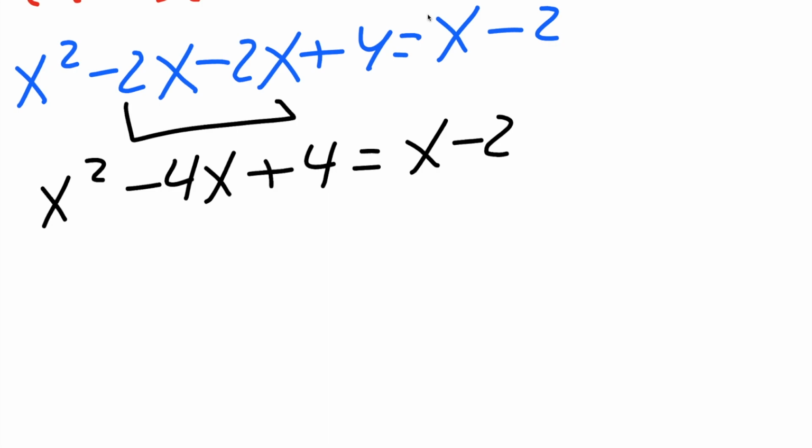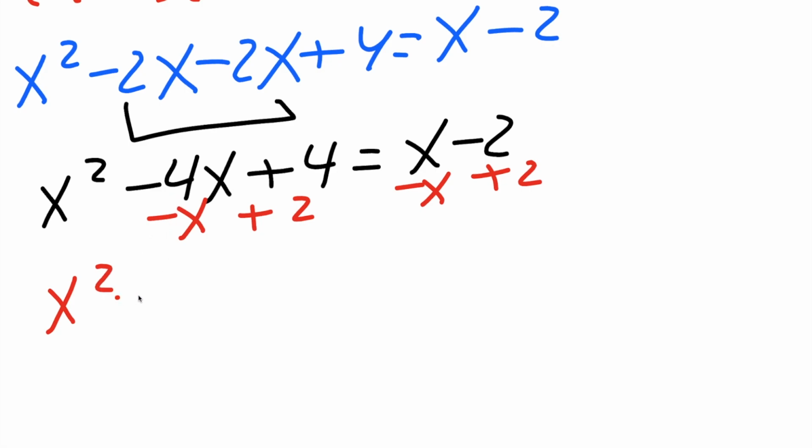Now again, for this problem, same idea as the last one. Step 3 says solve the equation. At this point, looking at what we have, we can't solve the equation. We have to do something in order to solve it. So we're going to want to make this side equal to 0, and then we're going to want to factor. So we can subtract x on both sides, add 2 on both sides. We get x squared, negative 4x minus x is negative 5x, 4 plus 2 is 6, is equal to 0.